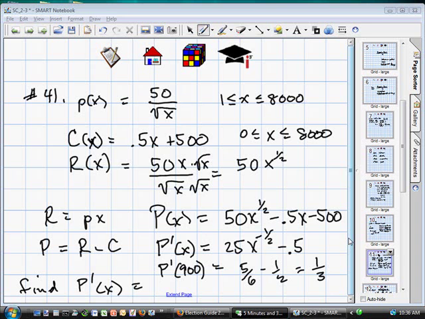Next, let's just do one more. What's p prime at 1600? Well, what's the square root of 1600? 40. And what's 5 over 40? 1/8. And then you could do 1/8 minus 1/2. That's 1/8 minus 4/8, which is negative 3/8. Whoa, that means when you're selling 1600 items, you're actually going backwards a little bit. Why? I don't know. But that's where that dip in the graph was before. So the slope is actually going downhill.